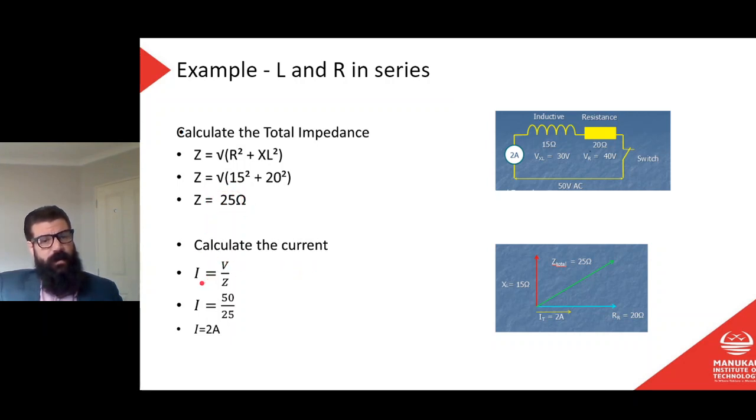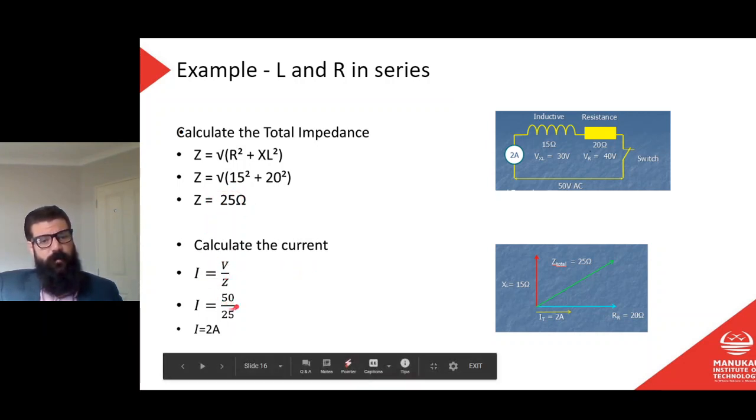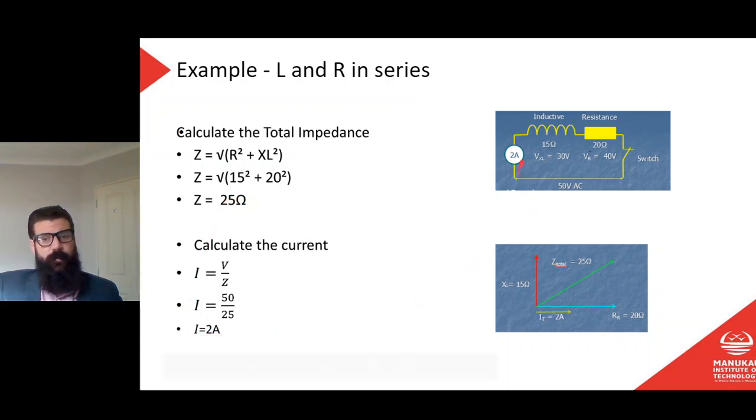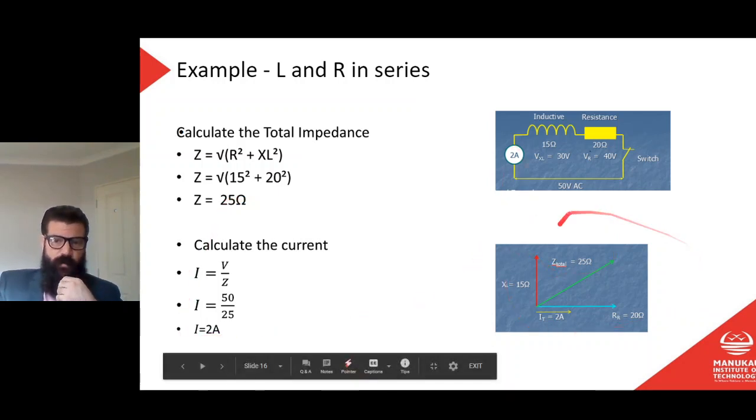We then calculate the current, I equals V over Z, 50, that's our total applied voltage, over 25, which is our total impedance, equals 2 amps. So we have 2 amps flowing. And then this is how we would draw that as a phasor diagram. That's our resistance here, along the bottom, that's 0 degrees, 20 ohms, and then 15 ohms going up.